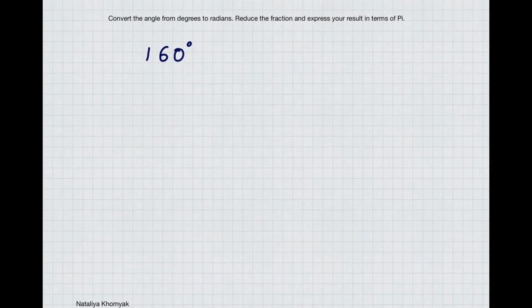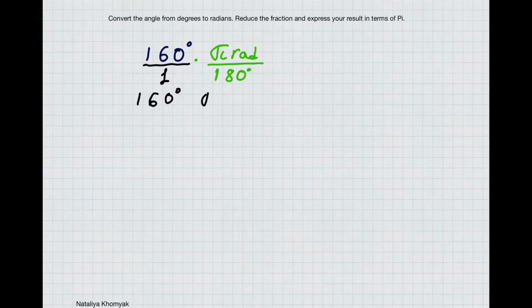Let's convert 160 degrees into radians. The fraction is still the same. We want to have radians, so we multiply it by pi radians. And in order to preserve the value, it has to be out of 180 degrees, because this way it's equal to 1. 160 is a whole number, so it's out of 1. So we get 160 degrees pi radians out of 180 degrees. We still need to reduce the fractions.